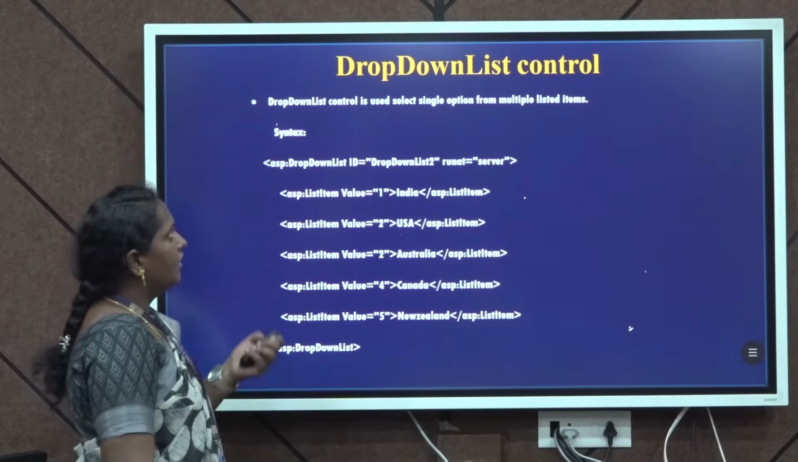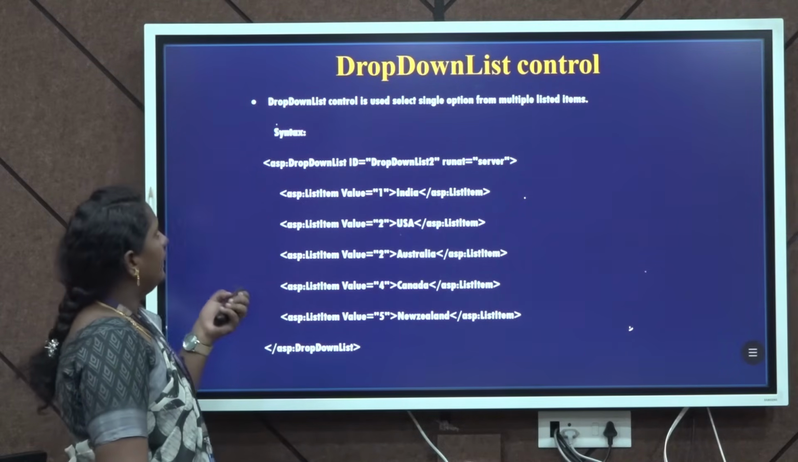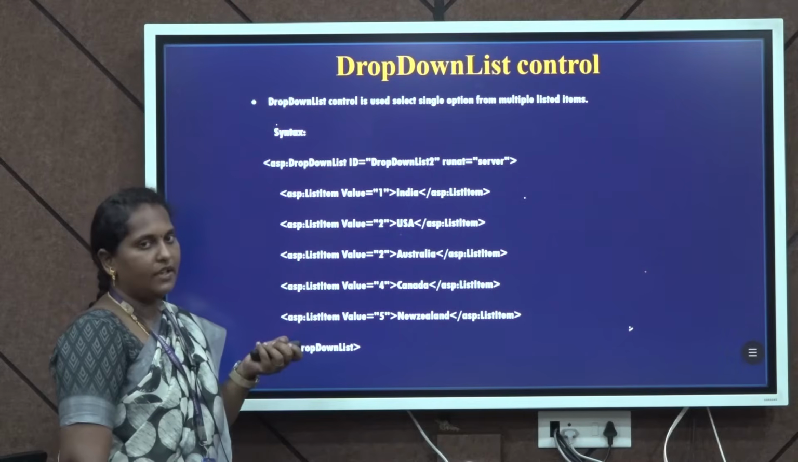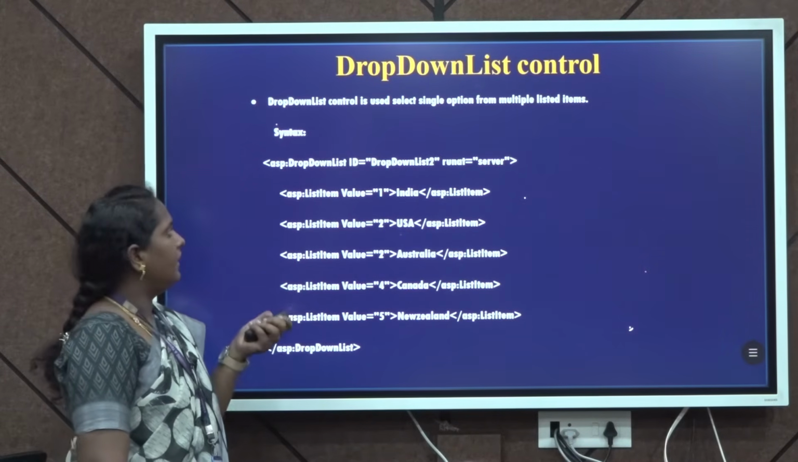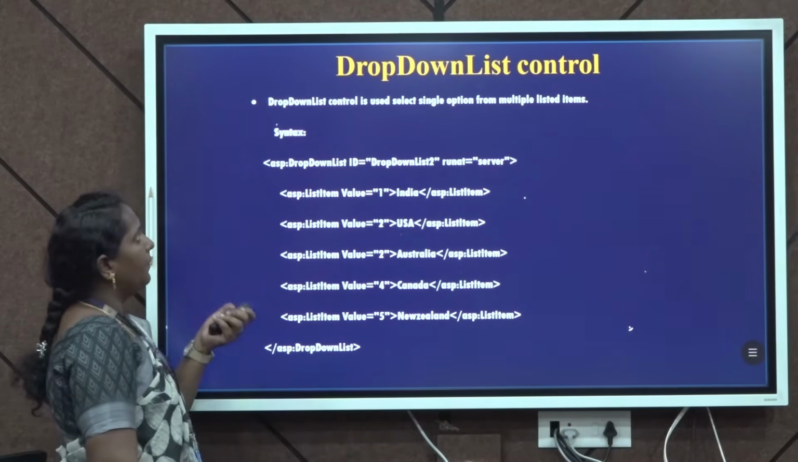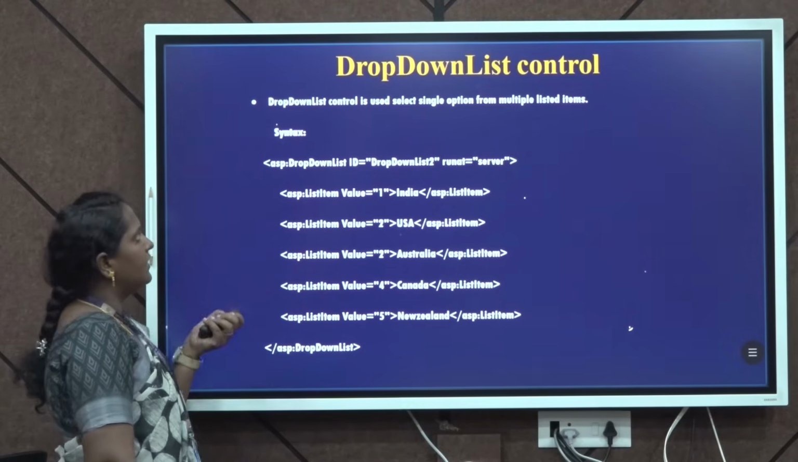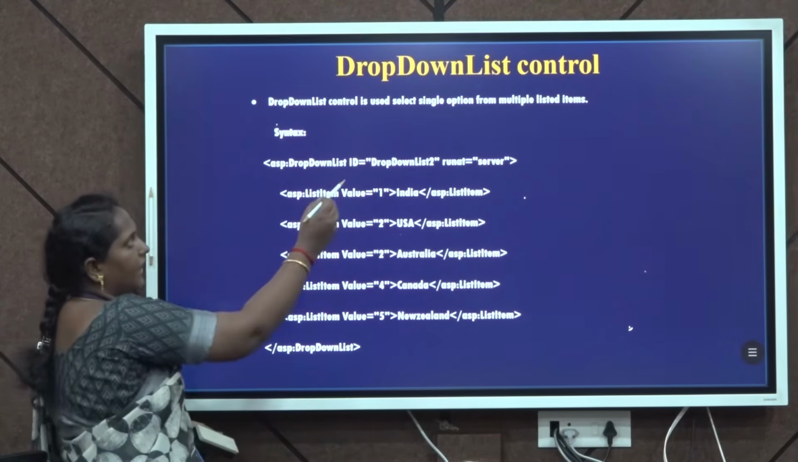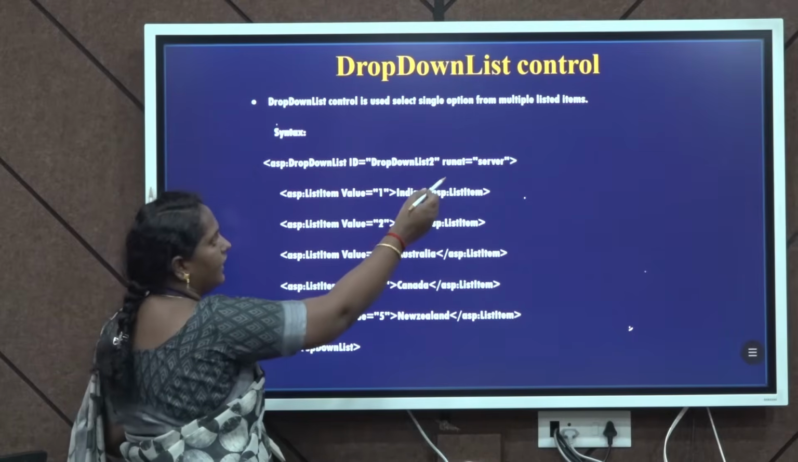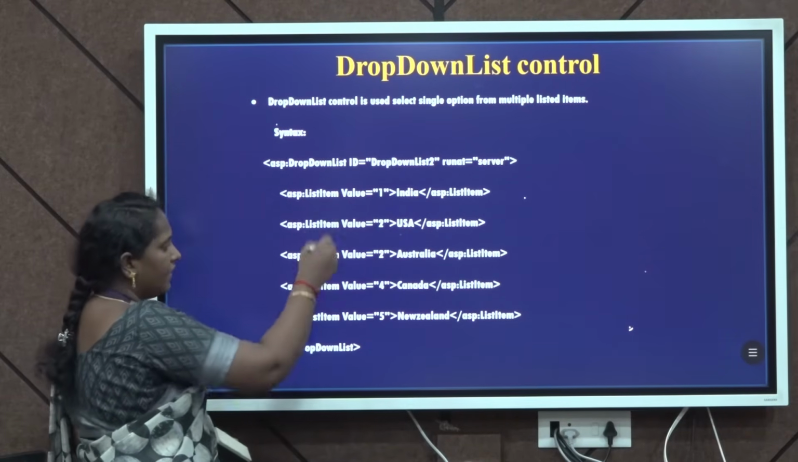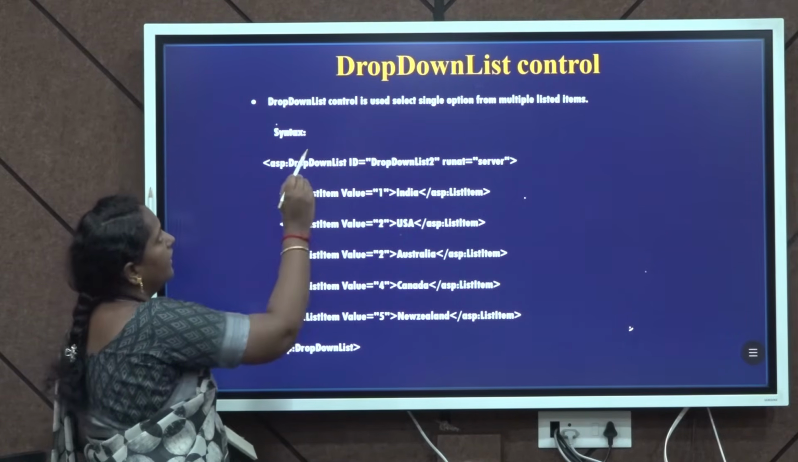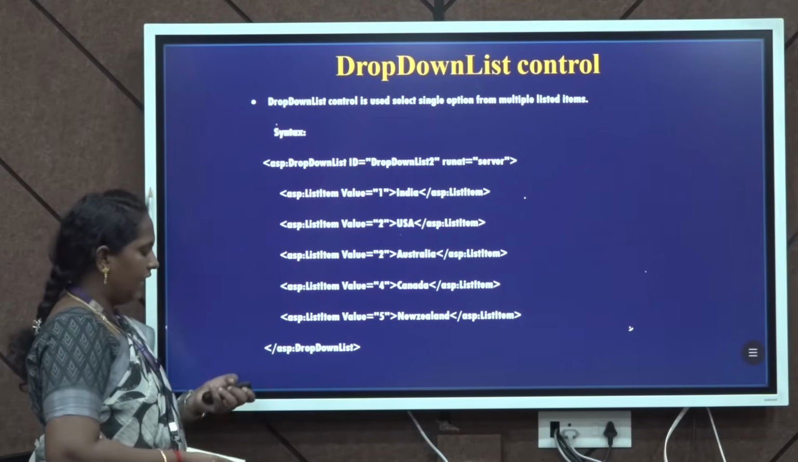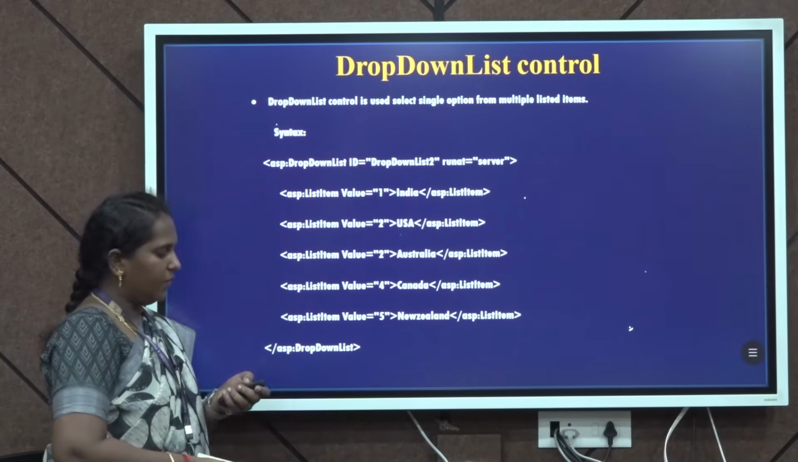And the next one is the drop down list box. In this drop down list box, the user can select one option at a time. To insert a drop down list box in my ASP.NET page, I use the ASP tag, here my ID is DropDownList, and it will run at server side. So these are the items I inserted in my drop down list. And finally we should close the drop down list.